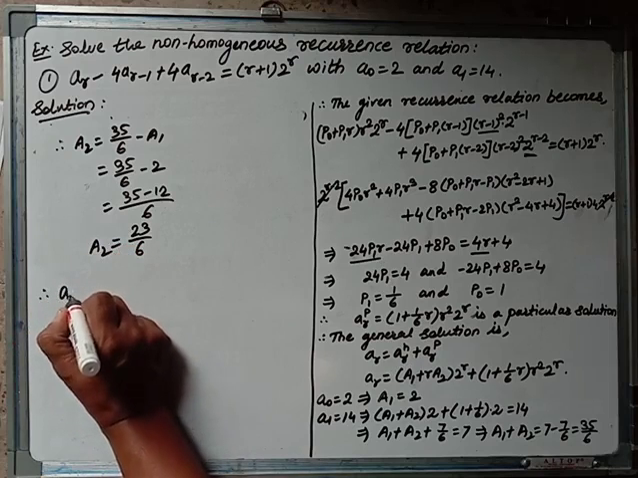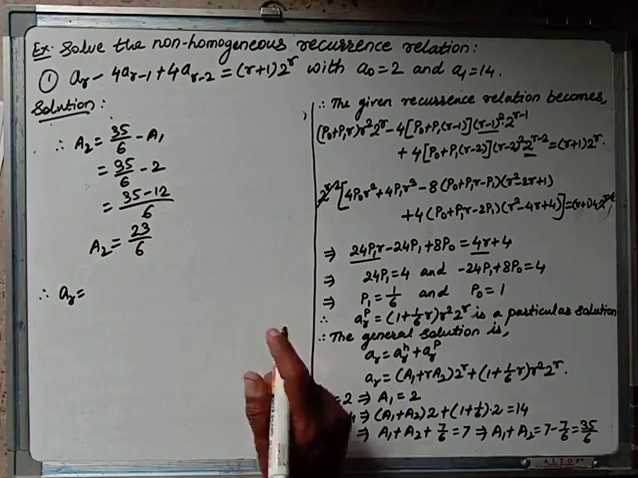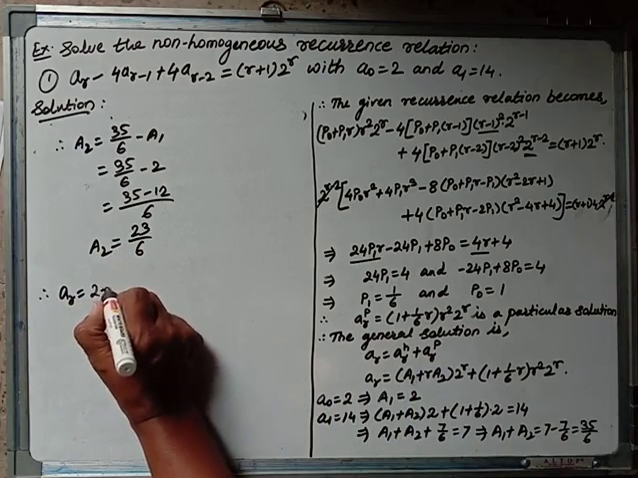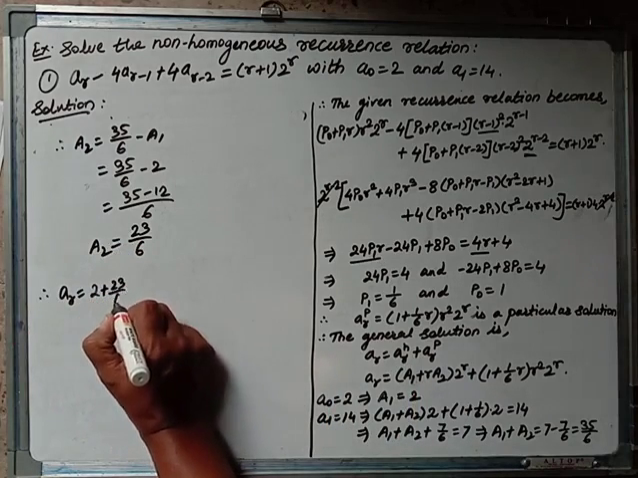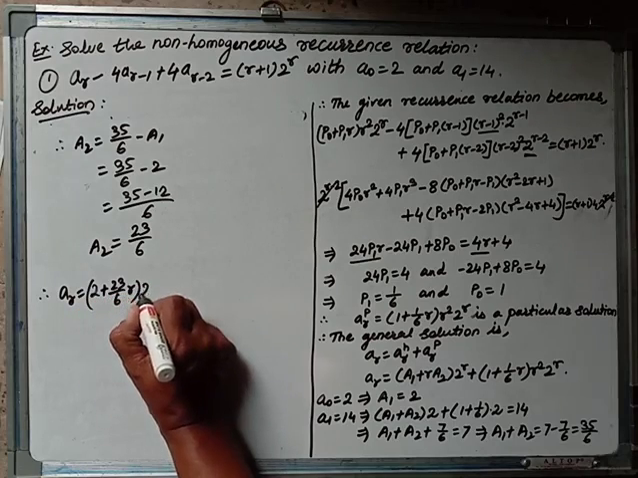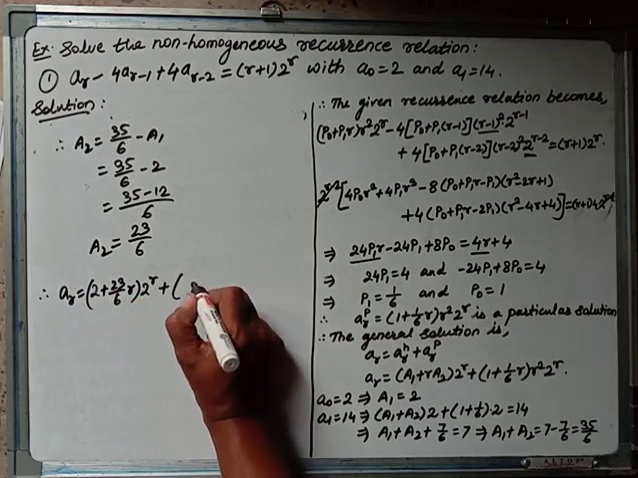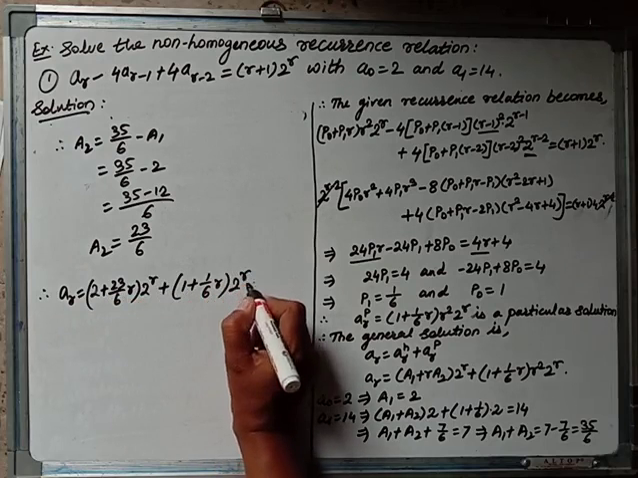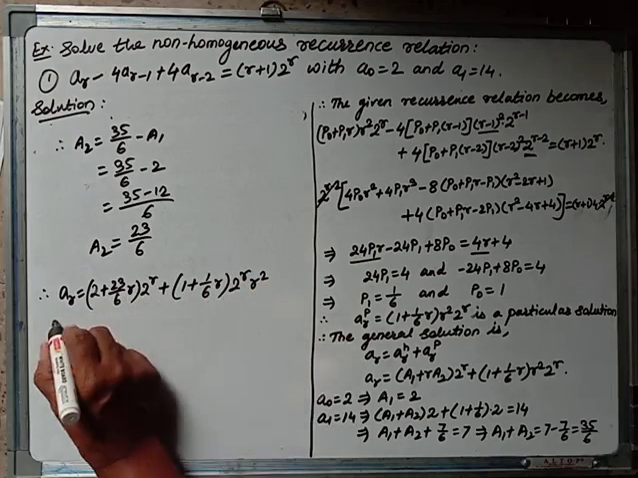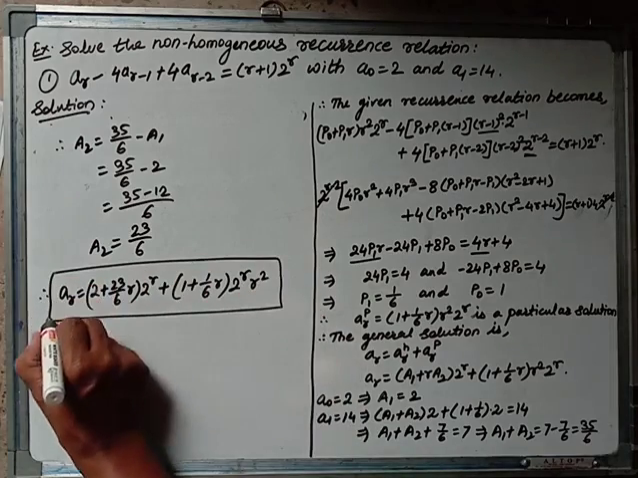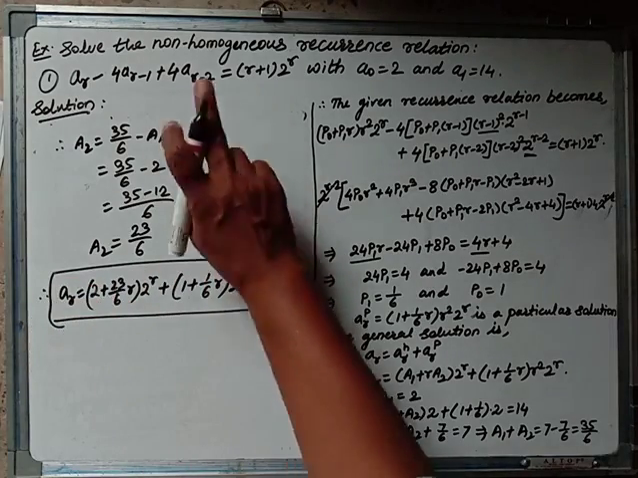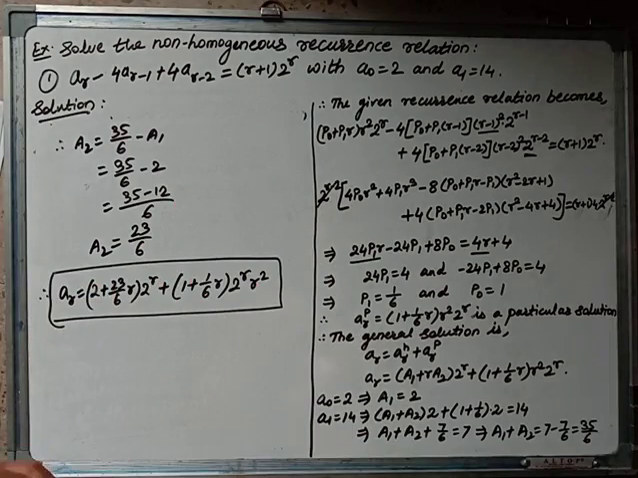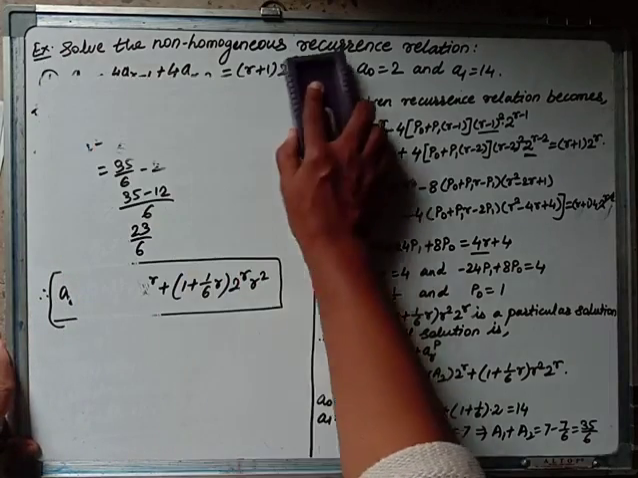Therefore, our AR will be 2 plus 23 by 6 into R into 2 raised to R plus 1 plus 1 by 6 times R into 2 raised to R into R square. This is our final solution of this non-homogeneous recurrence relation. Now let us solve one more example of the same kind.